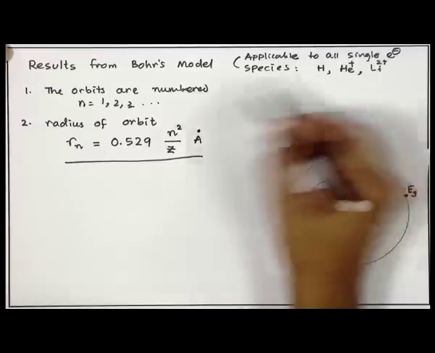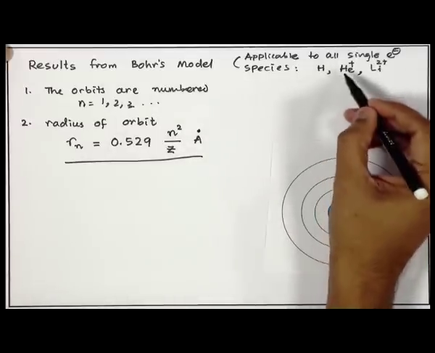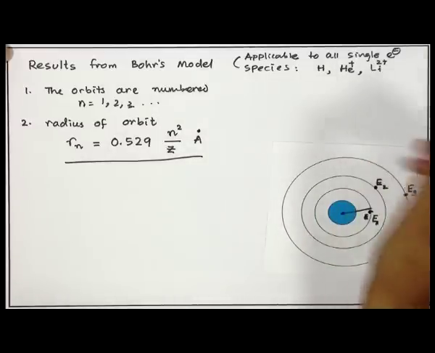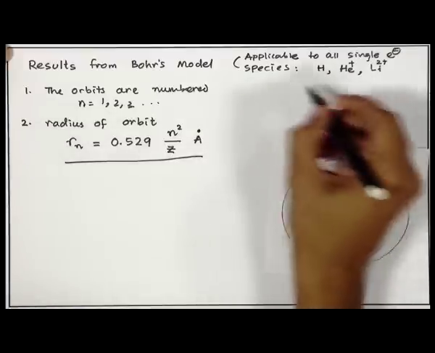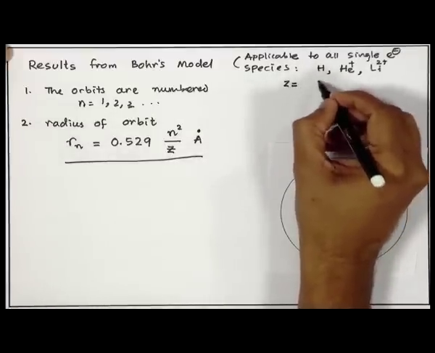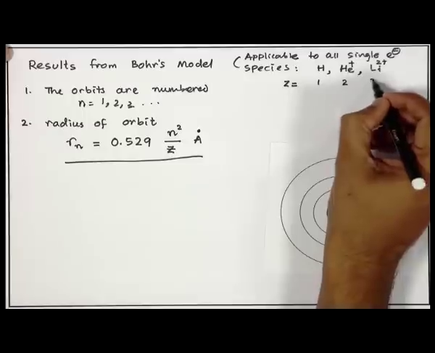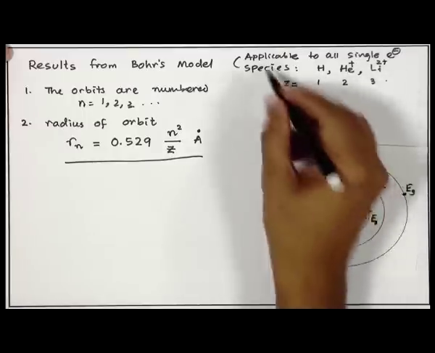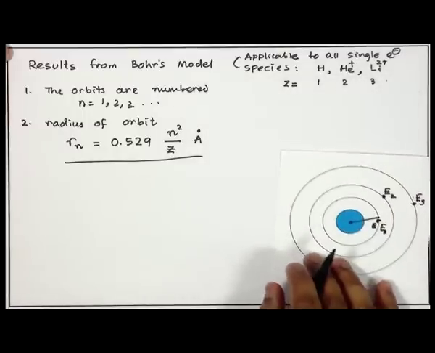So, we can use Bohr's atomic model for hydrogen or helium plus or lithium 2 plus and so on and so forth. Only difference is that the Z value, the atomic number of hydrogen is 1, helium is 2, lithium is 3 and so on and so forth. So, we have to keep this in our mind.